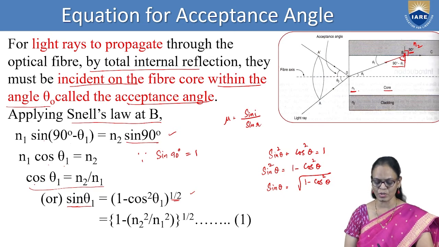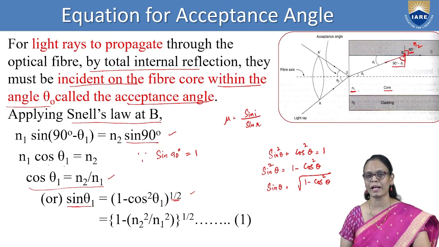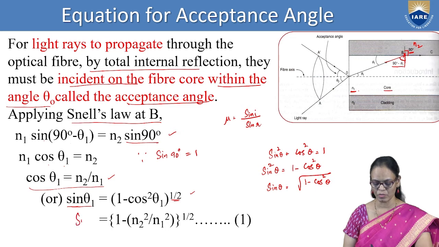And now we have also derived the expression for cos theta. Cos theta 1 is equal to N2 by N1. Mere substitution here. Cos theta is N2 by N1, so cos square theta will be N2 square upon N1 square. So we are writing 1 minus N2 square by N1 square, whole thing is power half. So this is the formula we have now for sine theta 1.